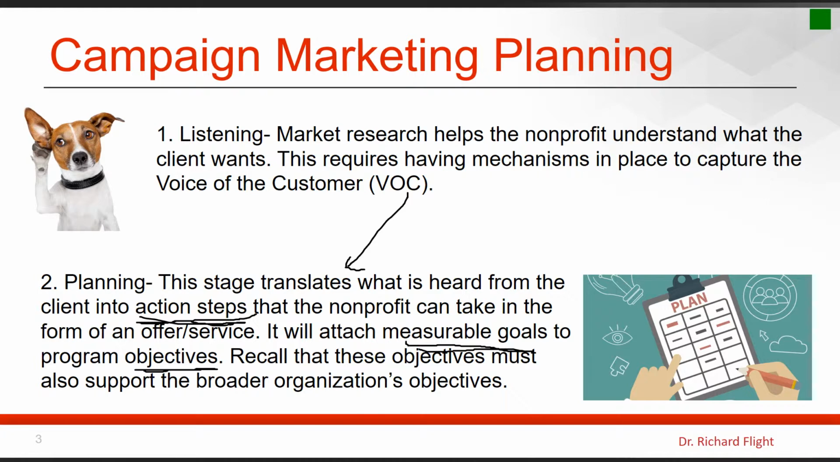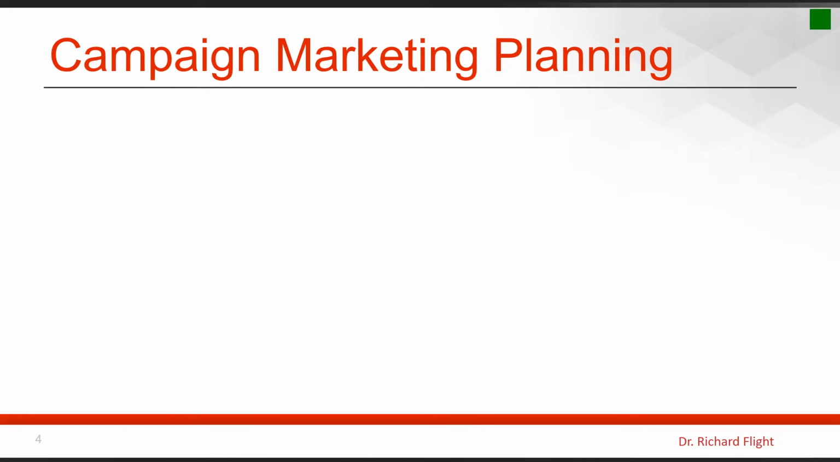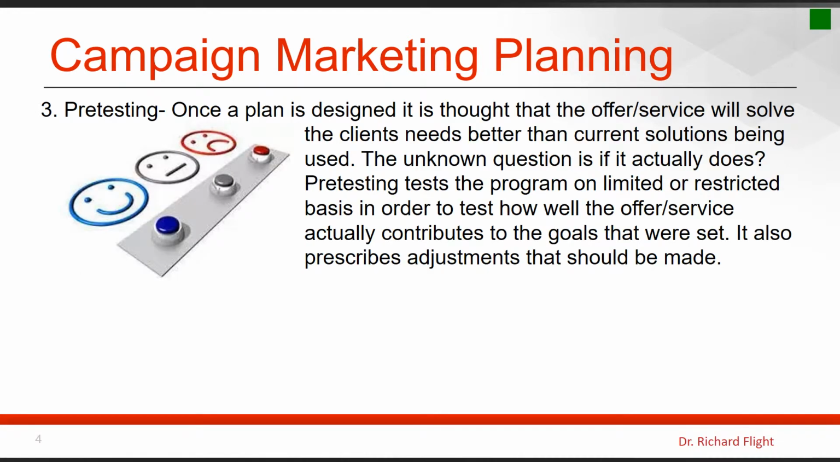So we need to write out our steps, we need to have measurable goals, and we need to have those goals reinforce and reflect objectives that we have for the campaign. Okay, so this is step number 2. So we did some listening, now we're doing the planning, and then that leads us into pre-testing. So pre-testing then is the next thing that we do.